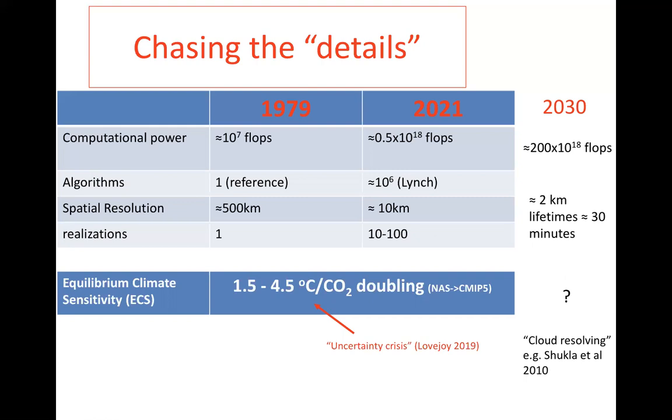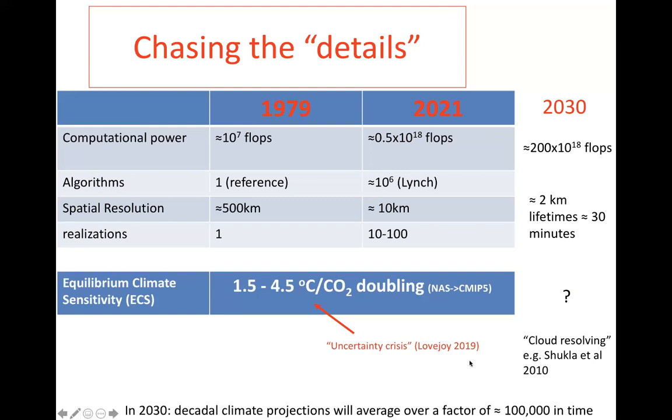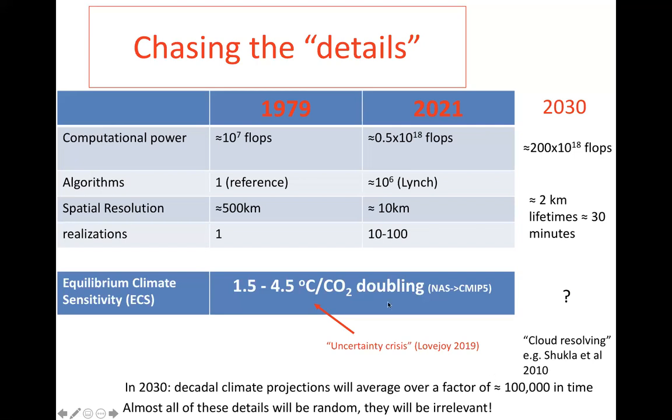But let's say our goal is to work out what's going to happen in 2050. Well, we're going to be averaging huge numbers of these structures, maybe a factor of 100,000 in time. So we're admitting that almost all of these structures that will be modeled by the world's best computers will be details that are essentially irrelevant. So there's got to be a better way to go.